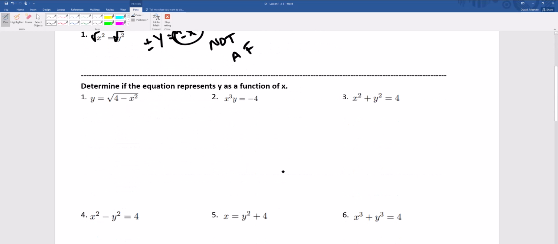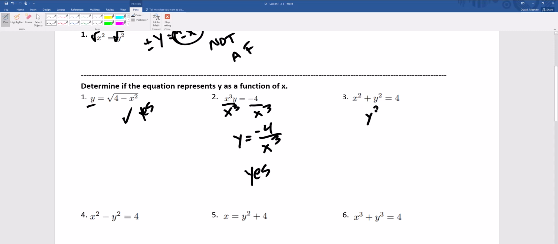Let's look at these. Well, y is already by itself. I don't see a plus or minus, so therefore, yes, it is a function. Divide both sides by x cubed. So I get y equals -4 over x cubed. There's no plus or minus, so yes, this is a function.